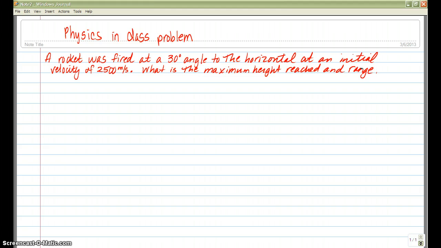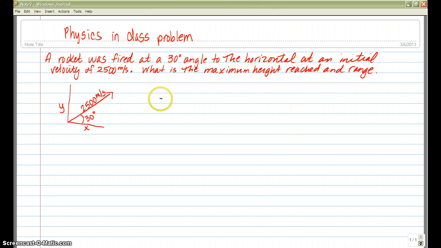So first off, why don't we start by drawing the picture. We want to include a picture, just to figure out the x and y components of our velocity. So first of all, here's our diagram, and we have an initial velocity of 2,500 meters per second. This is our 30-degree angle, because it tells us it's from the horizontal. So we need to solve for our x component and our y component of this velocity. So that's our first step, to use SOHCAHTOA.